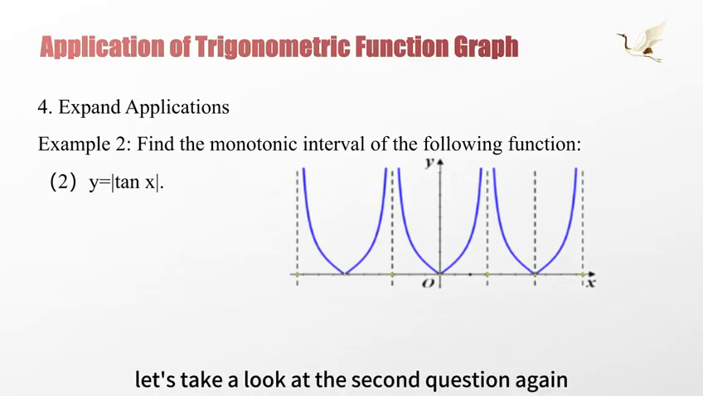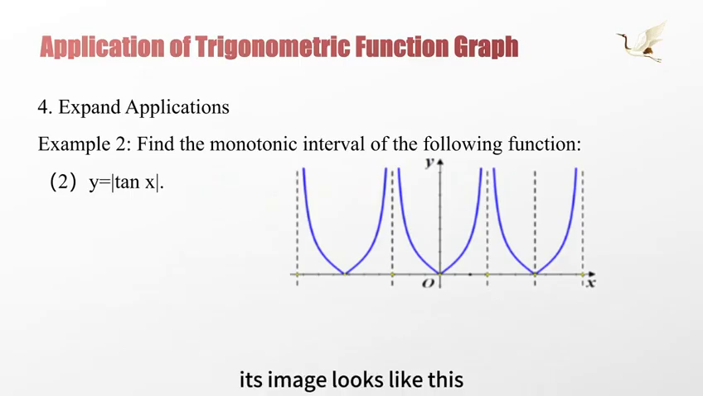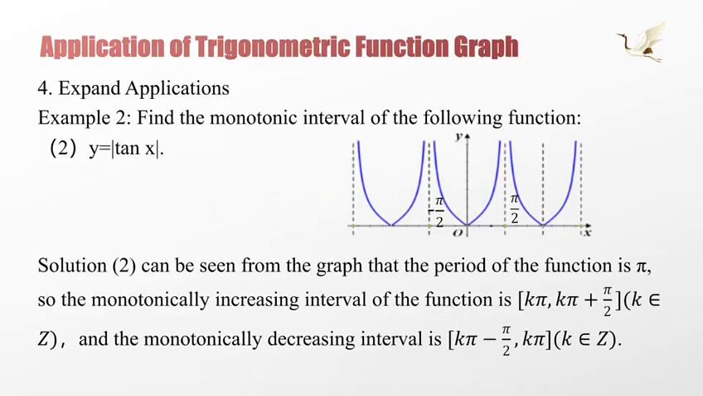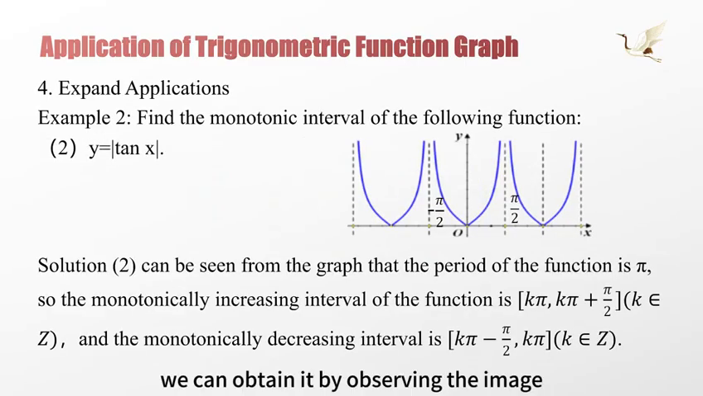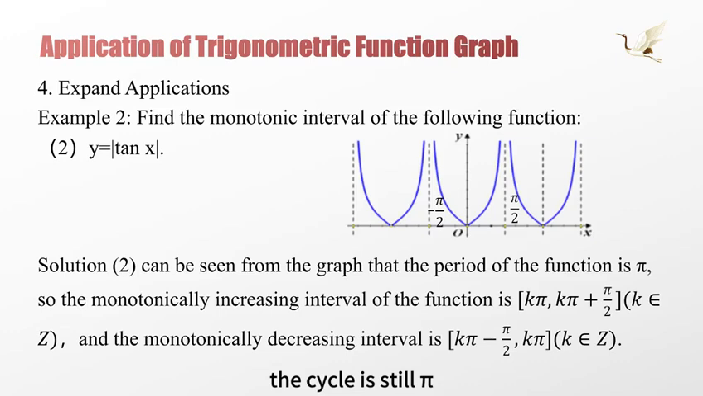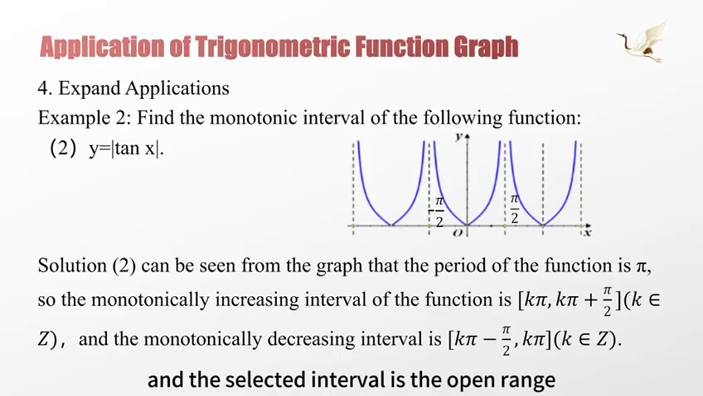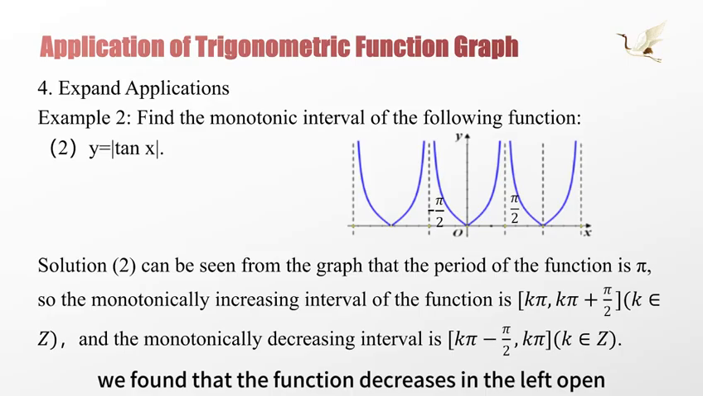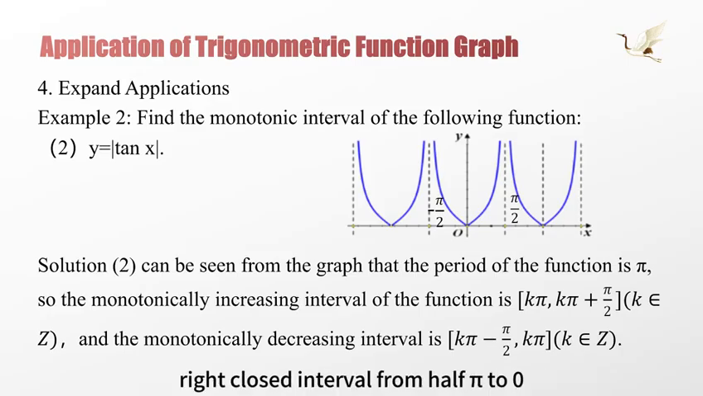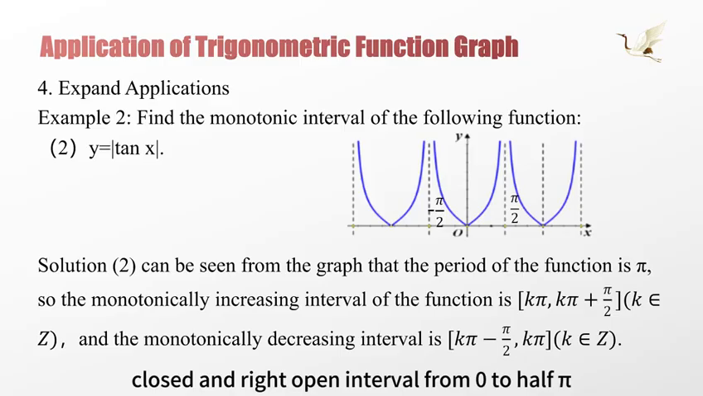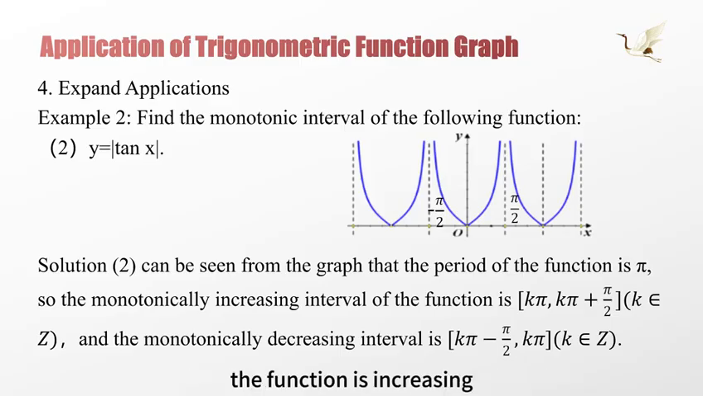Let's take a look at the second question. Its image looks like this. By observing the image, we can see that the period is still pi. We selected images within one cycle for study, and the selected interval is the open interval from -½ pi to ½ pi. We found that the function decreases in the left-open, right-closed interval from -½ pi to 0. On the left-closed, right-open interval from 0 to ½ pi, the function is increasing.